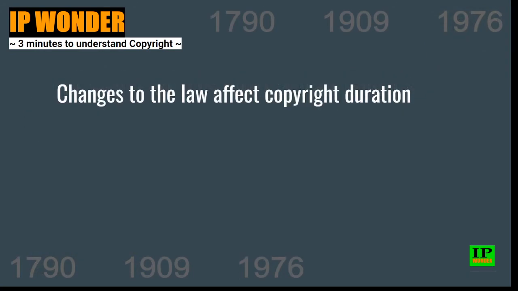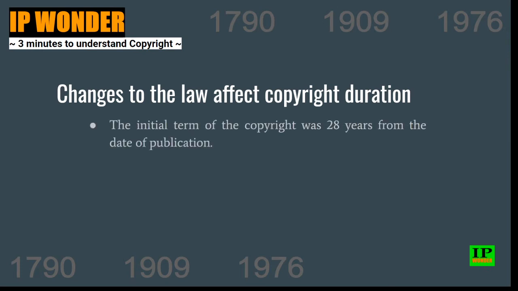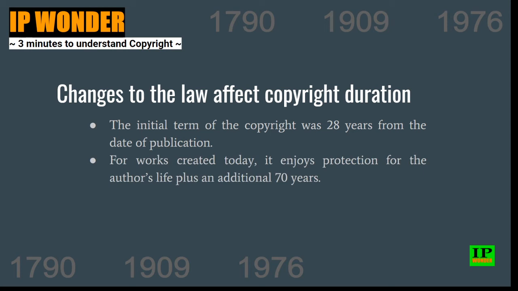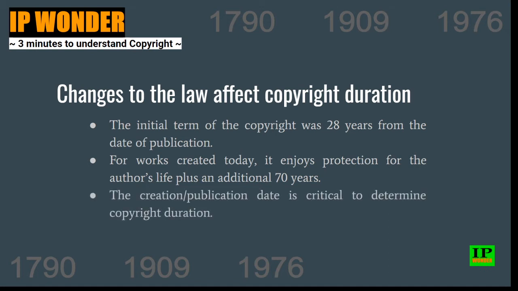When the US passed its Copyright Act in 1790, the term was set at 14 years with the possibility of another 14-year renewal. The laws have changed over time and copyright terms have increased in duration, so different standards on copyright terms apply. The most important thing to note is that the creation or publication date of a copyrighted work determines its copyright duration.